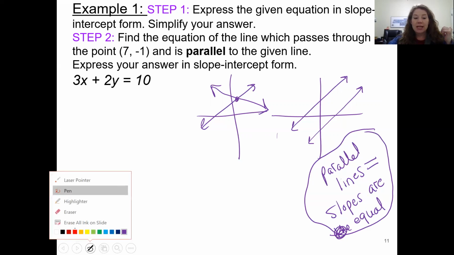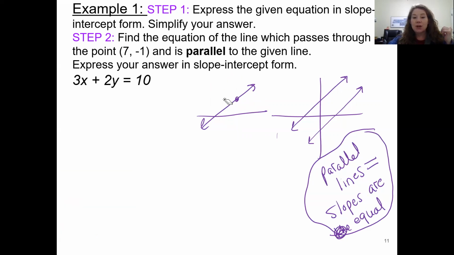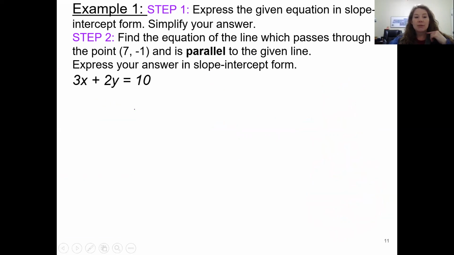So as long as you realize that two parallel lines have equal slopes, then this part's going to be easy for you. All right, so here we go. It says step 1. Express the given equation in slope-intercept form. So that's what we're going to do first. So remember what slope-intercept form is. Y equals mx plus b.